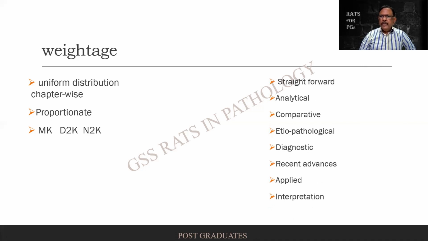And a paper setter should have the questions like this. There should be straightforward questions. There should be certain analytical questions. Sometimes I see that the papers have got problem-based questions for the postgraduates also. There can be comparative, different types of emphysema, for example. Etiopathological, pathogenesis of megaloblastic anemia. Diagnostic, interpretation of biopsies. Recent advances, serrated lesions of the intestine. Applied, electron microscopy or immunofluorescence. Interpretation again. So it can be like this.